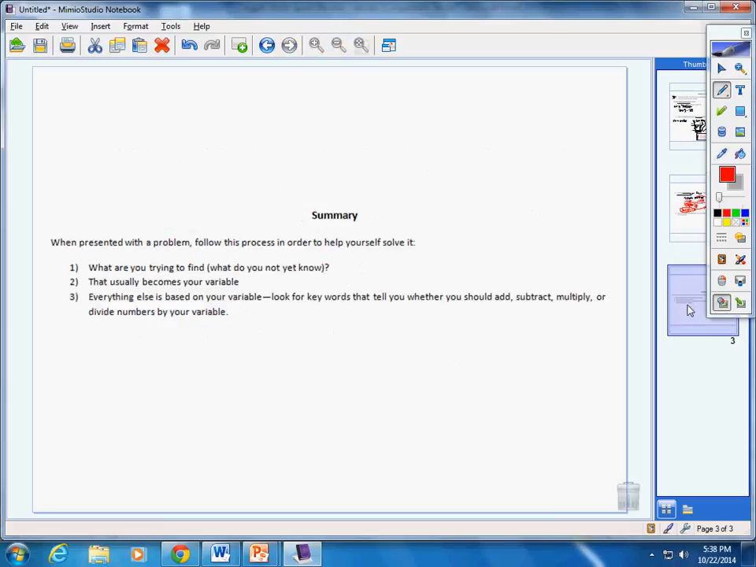Okay, last part to sum up here. Really, it's just our 3 steps from the first slide. Okay? What are you trying to find, or what do you not yet know? Once you figure that out, you make that your variable. Your variable is going to represent what you do not know. And then it comes down to, hey, do you understand keywords? Do you know what product means? Do you know what add means? Do you know what more than means? Do you know what all those keywords mean? And if you do, writing an equation should be a cinch.